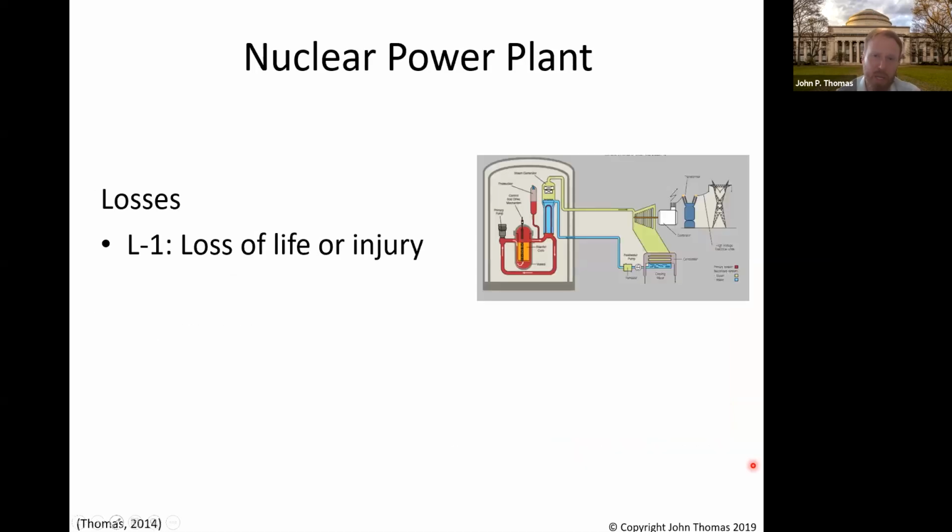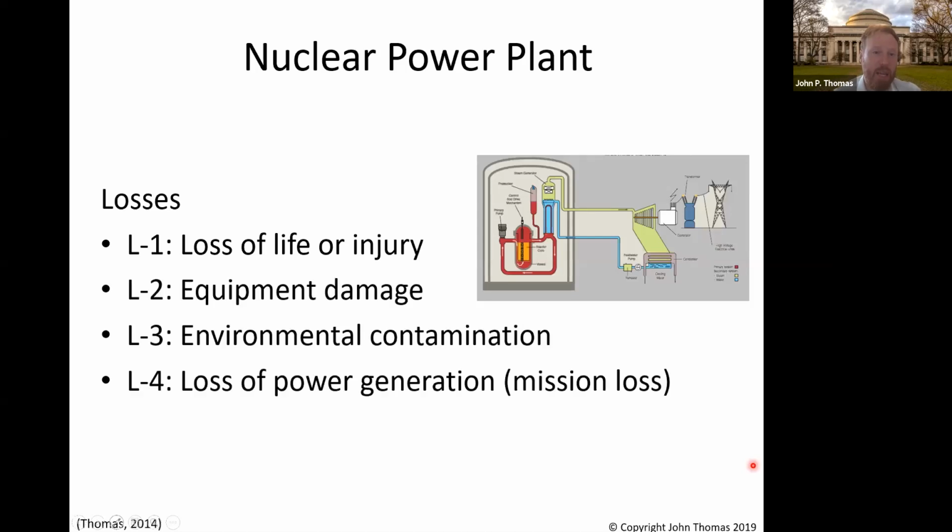Nuclear power plant. We've got loss of life or injury. What else do we have? What if we have some kind of damage? That's an economic loss. We've got to go fix it. These things are millions of dollars to replace if something goes wrong. We've got environmental contamination. That's another kind of a loss. What about the mission loss? Well, what's the mission here? It's to produce power and electricity. If we're not producing power, we're in trouble.